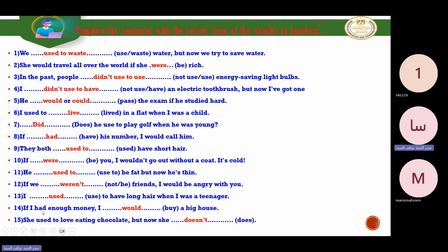Number 14. If I had enough money, I would buy a big house. Of course, I don't have enough money, so I couldn't buy a big house. So I dream that if I had enough money, I would buy a big house. Number 15. She used to love eating chocolate, but now she doesn't, of course. She used to love eating it, but now she stopped. She doesn't eat it anymore.